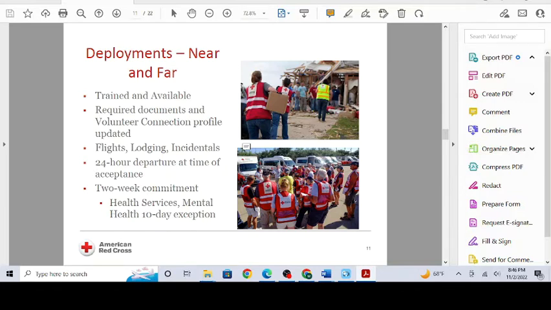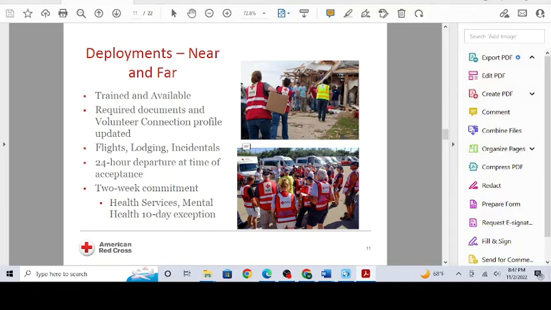If one is able to agree to help out, we generally ask people to be able to leave within about 24 hours of the time of acceptance. If the disaster is big enough that we are transporting people to a particular disaster, we generally will ask for a 2-week commitment. Now, why 2 weeks? A couple of reasons for that.